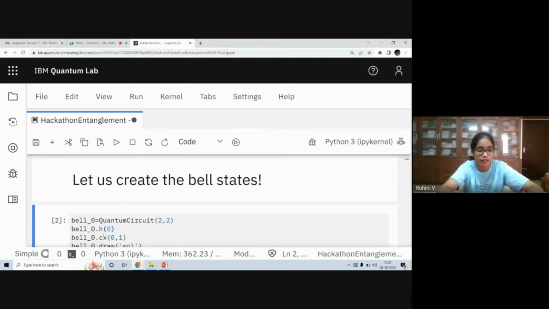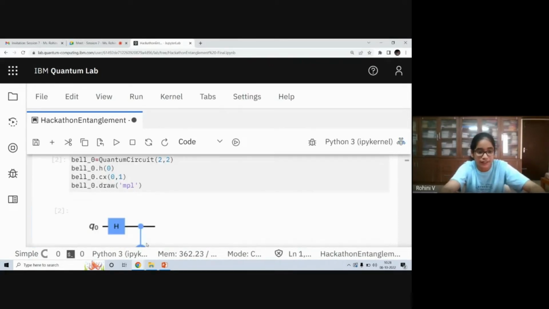So bell 0 dot, this is the code for creating the first bell state. Dot h of 0, we want an h gate. What we mean is we want an h gate on q0. And then bell 0 dot cx of 0 comma 1. The cx is a two-qubit gate, so you have to give the control and the target and specify it. So we place the cx on 0, and then we target it to 1, and I'm giving .draw, which gives the circuit for us.